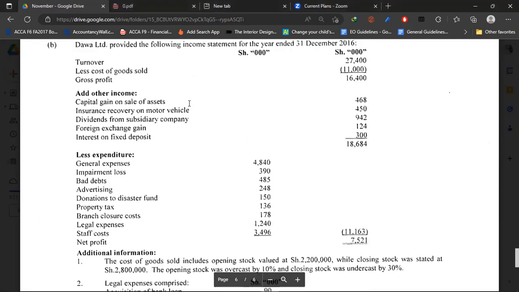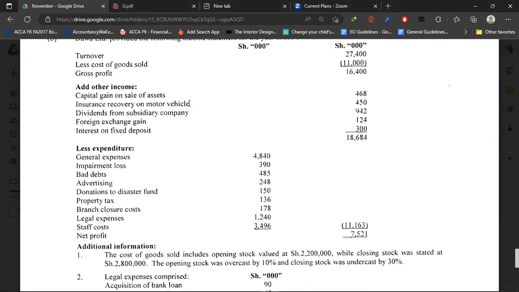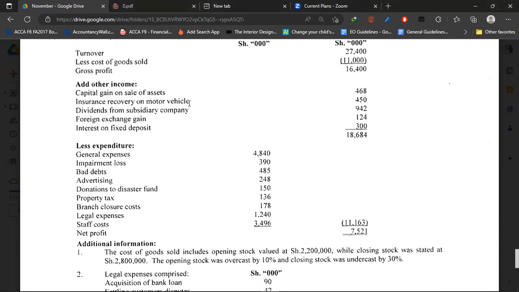Capital gain on sale of assets for 68. Insurance recovery on motor vehicle for 50. Dividends from subsidiary company 942. Foreign exchange gain 124. Interest on fixed deposit 300. Less expenditure. General expenses 4840. Impairment loss 390. Bad debts 485.